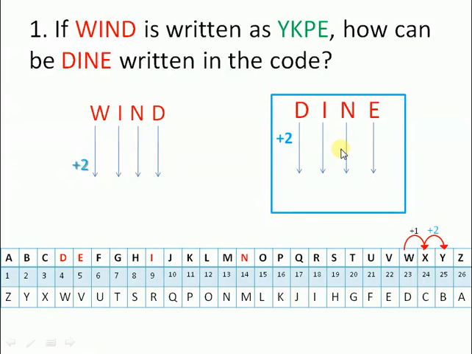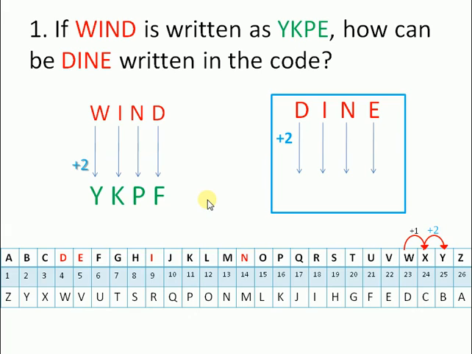If WIND is written as YKPF, how can DINE be written in the code? When we closely observe, WIND is written as YKPF. W is changed to Y. When we look at the chart, W changed to Y means it needs to move 2 times forward. So W to Y, I to J, K, then N to O, P, D to E, F. So 2 times it skipped forward.